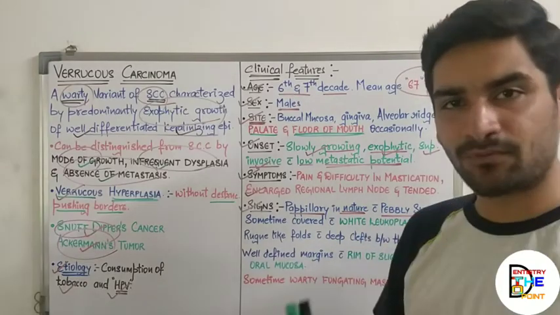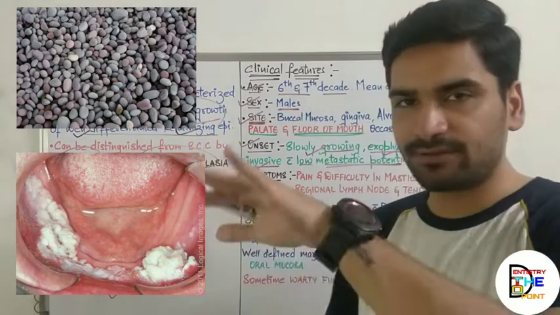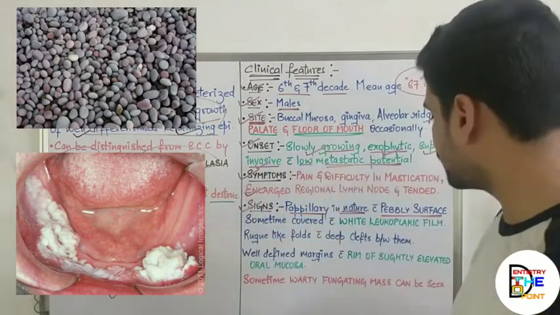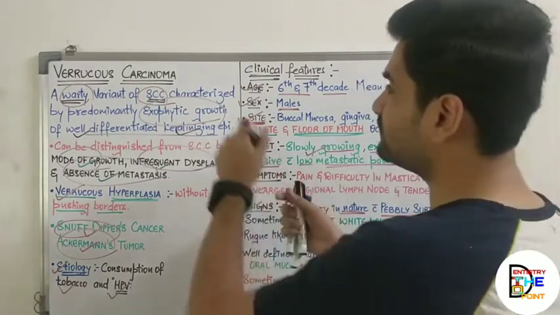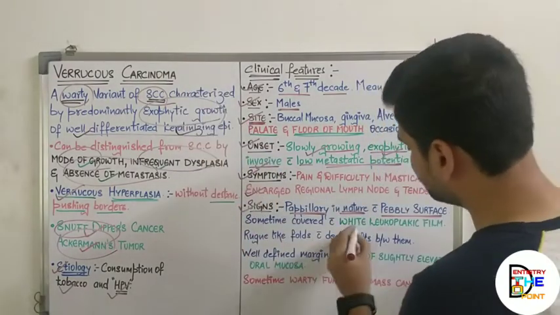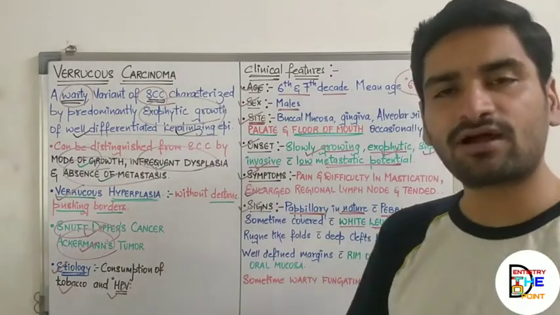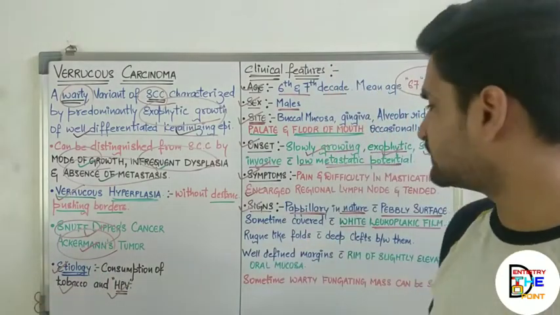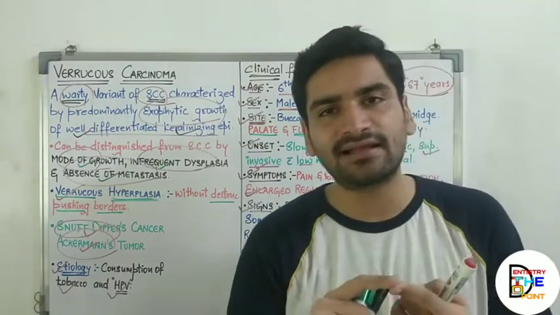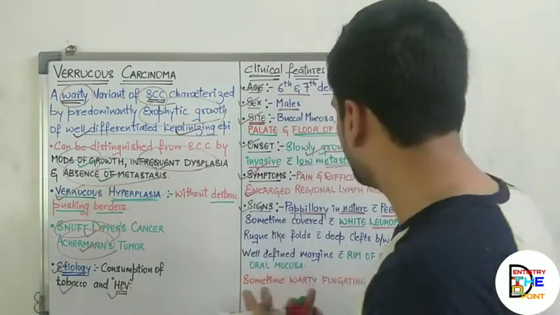Pebbly surface means lots of pebbles, like stones placed together. So the surface will appear like a pebbly surface. Pebbly surface and papillary growth are the main signs of verrucous carcinoma. It will sometimes be covered with a white leukoplakic film. It may be covered with a white film on the surface of the lesion. So remember three things: papillary in nature, pebbly surface and white leukoplakic film, right?